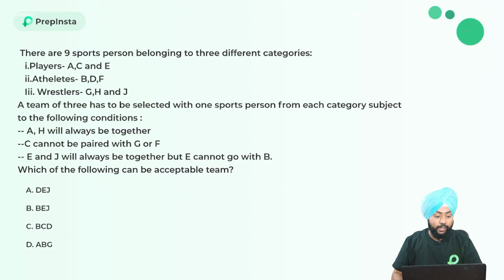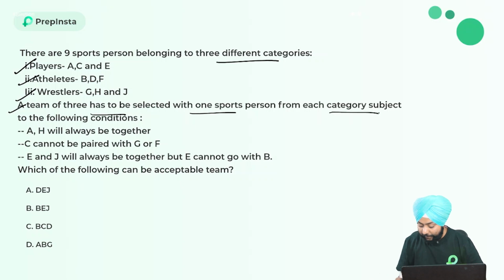The very first question over here is, there are 9 sports persons belonging to 3 different categories. The first category is players A, C, E, the second category is athletes B, D, F, and the third is wrestlers G, H, J. A team of 3 has to be selected with 1 sports person from each category subject to the following conditions. The first condition is A and H will always be together. The second condition is C cannot be paired with G or F. And the third condition is E and J will always be together, but E cannot go with B.